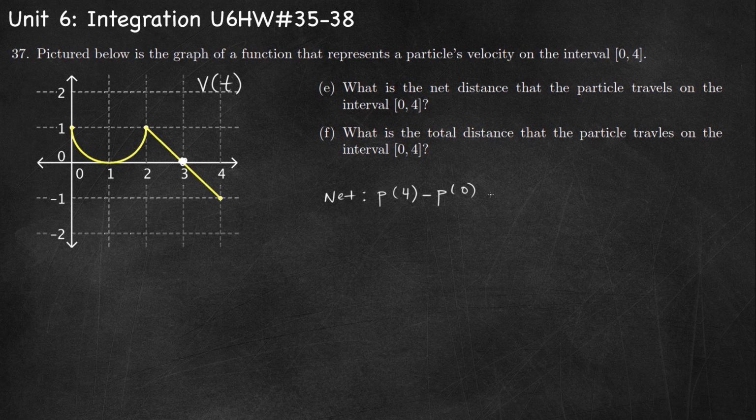But this is not the position graph. This is the velocity graph. So we can't just read those values from looking at the graph. We have to integrate the velocity in order to determine the change in position. So I would want to set up an integral where I'm integrating velocity from 0 to 4, and that's going to give me my net distance traveled. So that's going to be P of 4 minus P of 0.